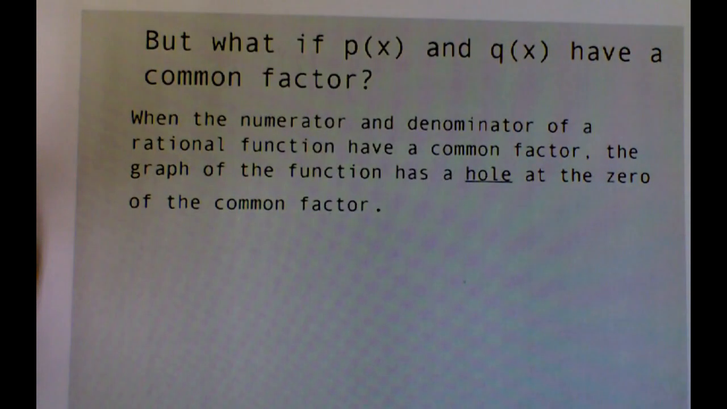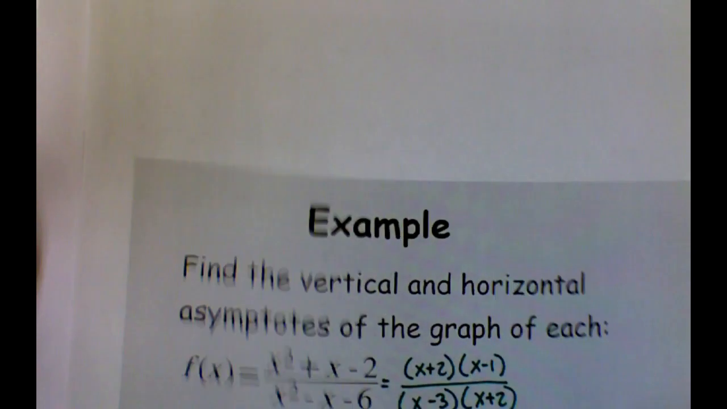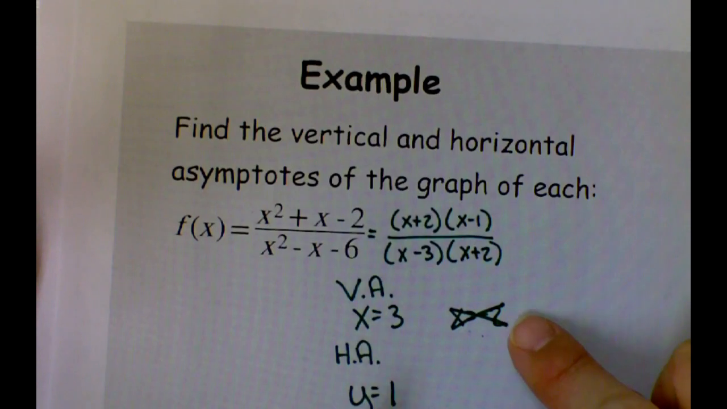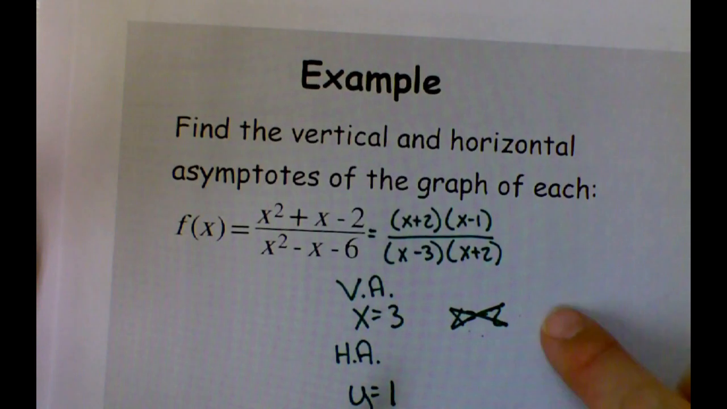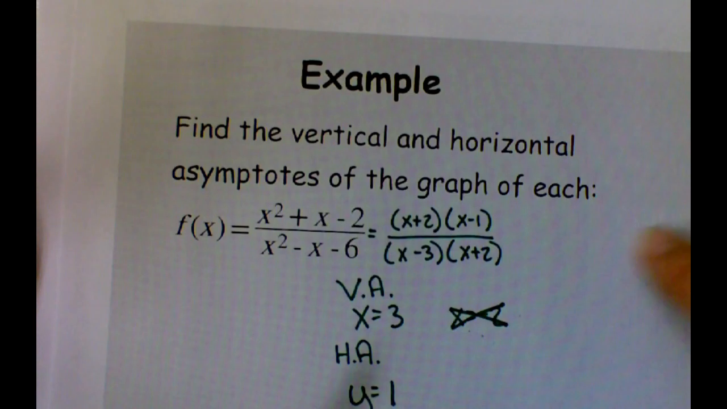So what if p of x and q of x have a common factor? If the numerator and denominator have a common factor, then the graph of the function has a hole at that 0. So that means this last problem here, where I crossed off the x equals negative 2, that's not an asymptote. That was just a hole in the graph. Basically, it means that my graph is going, oh, we jump one little point and then go again.